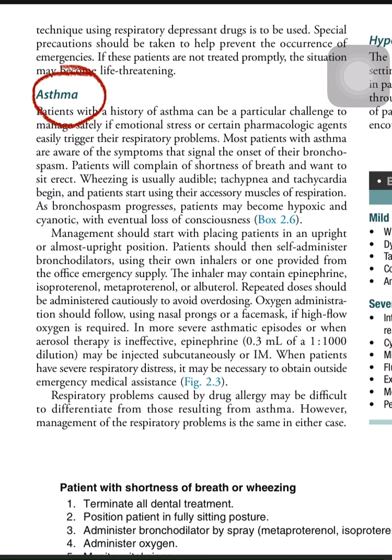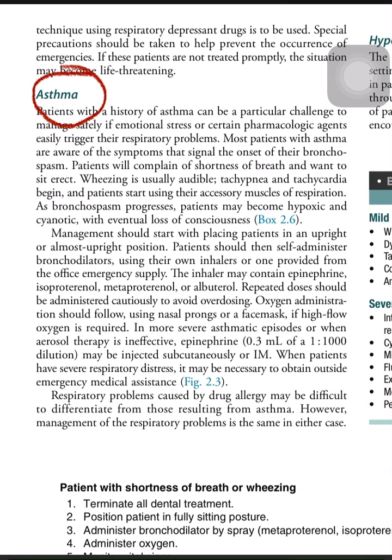A patient with asthma may start coughing and breathing rapidly in the chair. Just imagine a patient. Emotional stress, anxiety, or even a medication like aspirin can trigger this attack, so we have to keep this in mind. The signs you will notice are audible wheezing, shortness of breath, tachypnea, tachycardia. And if it goes untreated, it progresses to cyanosis, mental confusion, and even loss of consciousness.